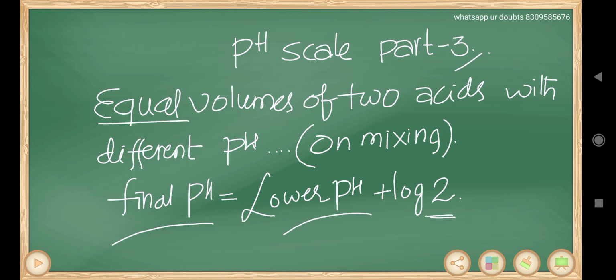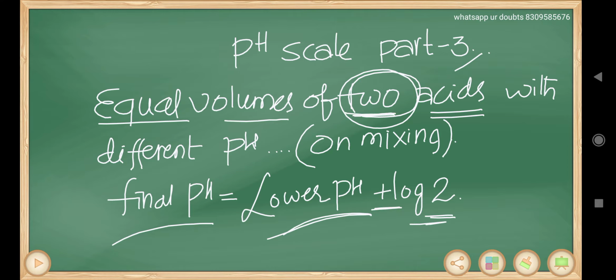This is for equal volumes of two acids. Remember this one, two acids I am saying. When we are discussing acids, it is lower pH plus log 2. 2 are here, so 2.